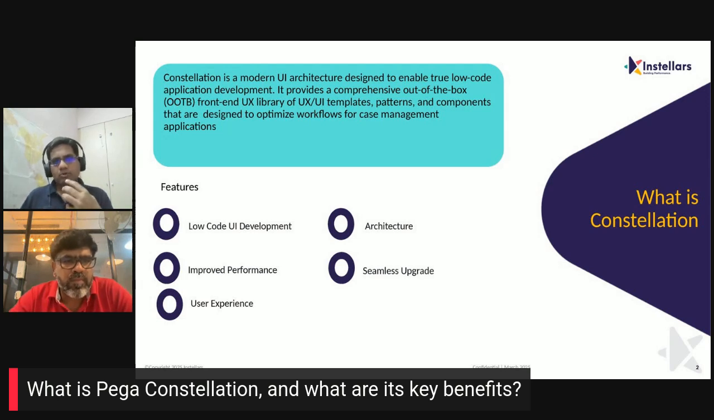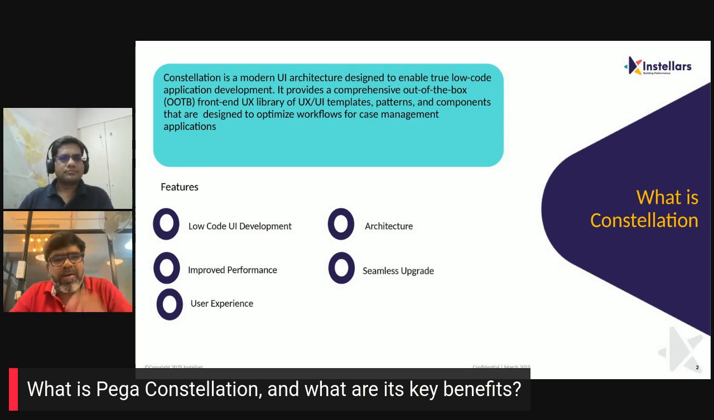And next is user experience. Constellation provides ready-made UI templates and UI components. It works seamlessly across different channels, meaning it keeps the customer journey consistent no matter which device they're accessing from. Next, when it comes to upgrades, Constellation supports seamless upgrades. Pega handles the UI upgrades automatically, so updating the application is much simpler and easier. This minimizes the rework effort when moving to new Pega versions.